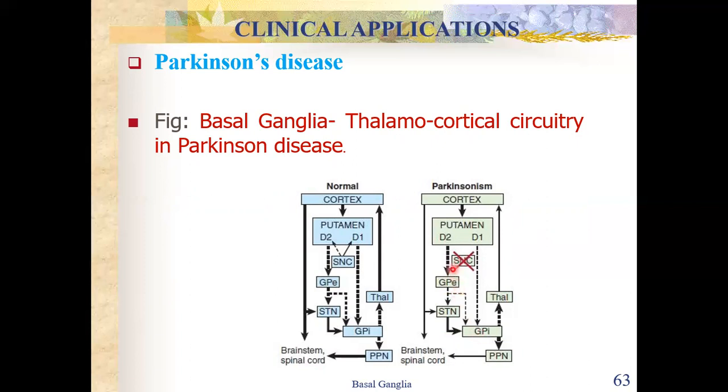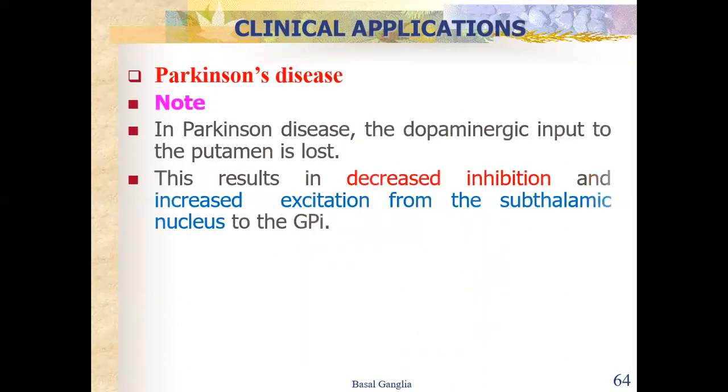So note here, when you compare the dashed lines here to the dashed lines here, this one is larger than this one. That means the inhibitory output from the GPE to the subthalamic nucleus has reduced, and that keeps the subthalamic nucleus unchecked. So the subthalamic nucleus will excite. The excitation from the subthalamic nucleus will continue to be greater. There's nothing to inhibit it as it goes to the GPI. So let's move to the next slide and see.